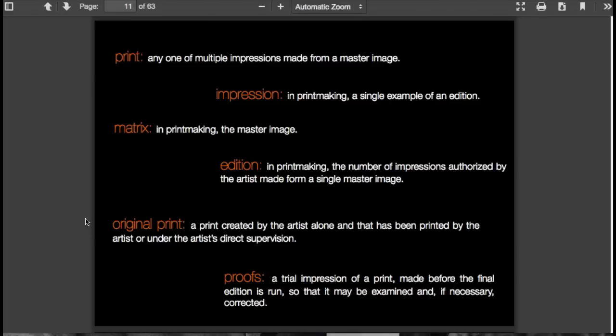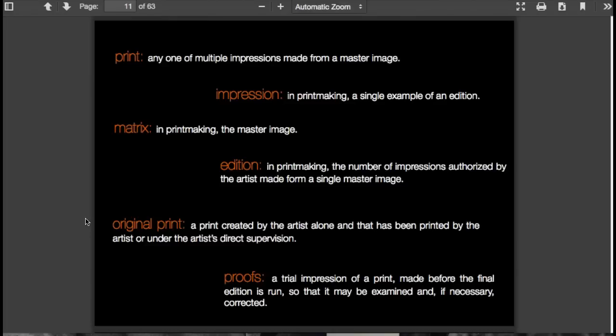Okay, we have this concept of an original print. So this is a print created by the artist alone and that has been printed by the artist or under the artist's direct supervision. So for example, that edition that an artist creates from their matrix, makes impressions, makes prints in an edition, those are all considered original prints.